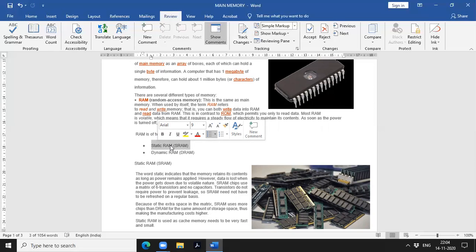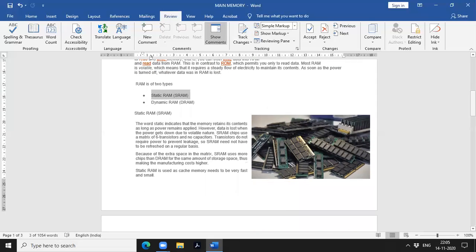Okay, so the word static indicates the memory retains the content as long as power is applied. When the power is lost, data is also lost in RAM. Data will be stored on the RAM as long as power is continuously supplied. When the power is down, automatically your data is going to be lost.